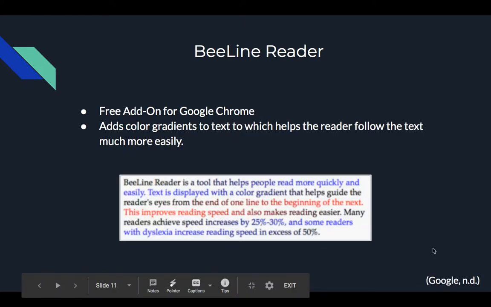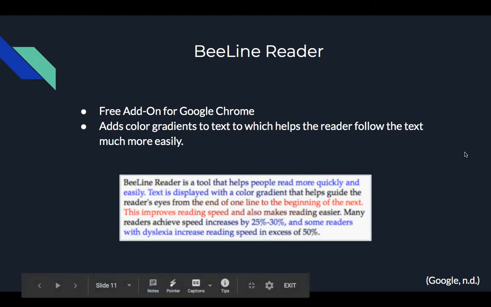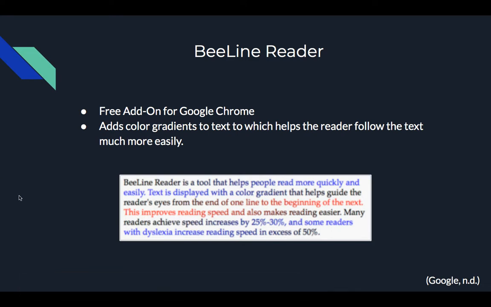Beeline Reader is another free add-on for Google Chrome. What this does is it adds color gradients to text, which helps the reader follow the text much more easily. And you can see a screenshot example right down here. It has been shown that it helps students with dyslexia because it allows them to track the text a little bit more easily. So when they're reading something, it will change the color in a gradient line by line, and then they can more easily track the text as they're reading a longer document. This works on web pages as well as Google Documents.